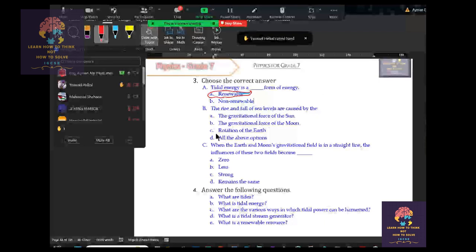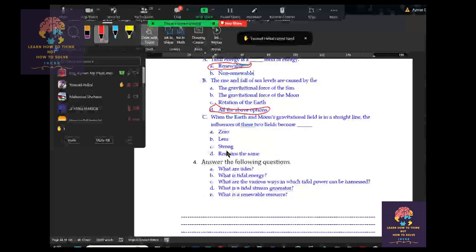When the earth and the moon's gravitational field is in a straight line, the influence of the two fields becomes strong. Very good.